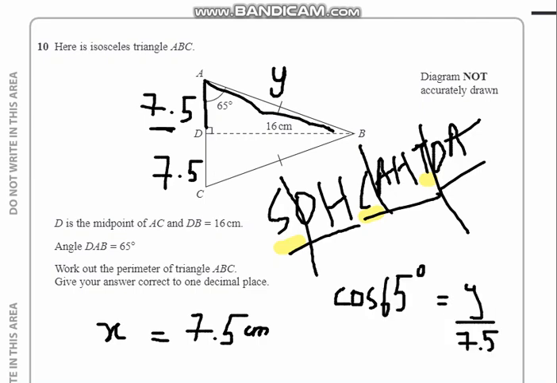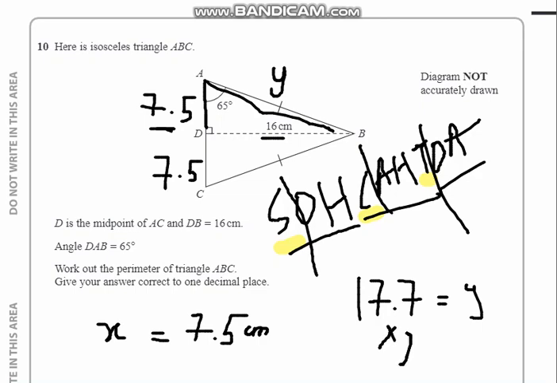So to get the y value, we'll just multiply 7.5 from both sides, and we see that the y value will be... Or even if you use Pythagoras theorem, we can just say that 16 square plus 7.5 square will give us 17.67, or 17.7, rounding off to one decimal place, as the y value, and multiplying it with 2, or just adding it twice and adding x twice.